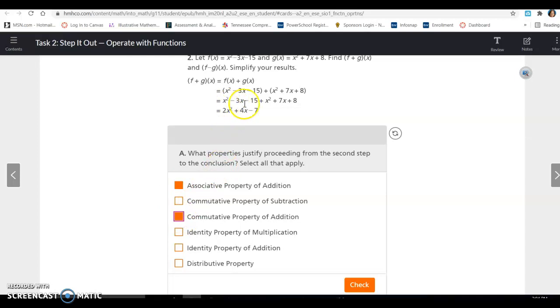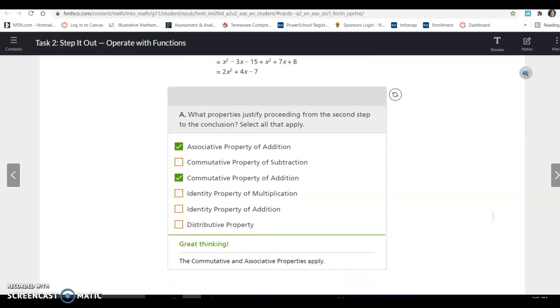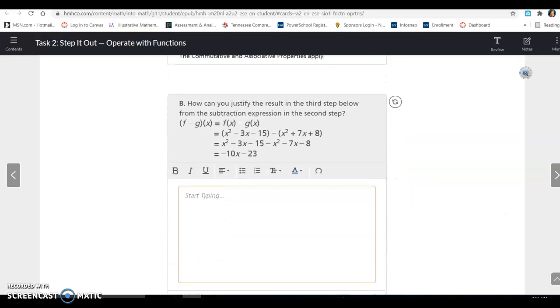So you can see that associative property means you just rearrange things, and so you can rearrange to put your x squareds together, you can rearrange to put your x's together, and then your numbers. All right, so you're not going to do subtraction here, we're not doing multiplication, and distributive property we didn't need in this case, so I believe those are the only two properties we need.